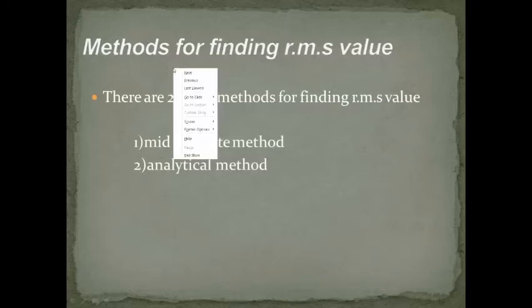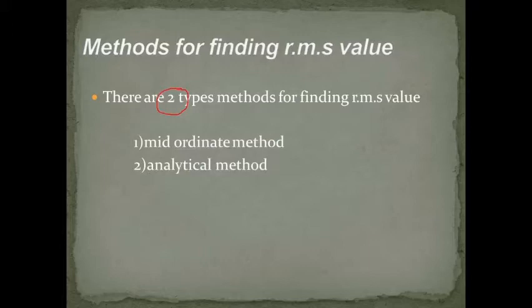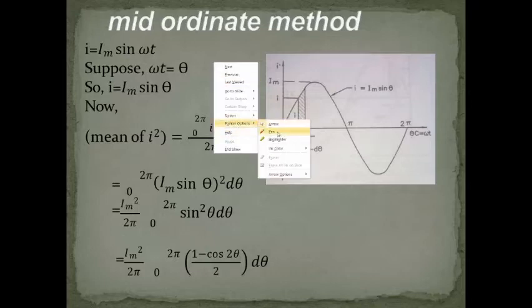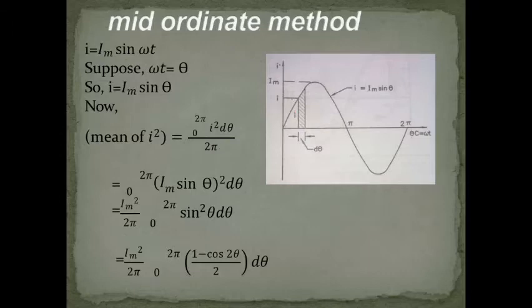So, methods for finding the RMS value. There are two methods for finding the RMS value. The first one is the mid-ordinate method, like a coordinate method. The second one is the analytical method. We will discuss them in detail in the next slide. Before we go into detail, let us discuss a few definitions.